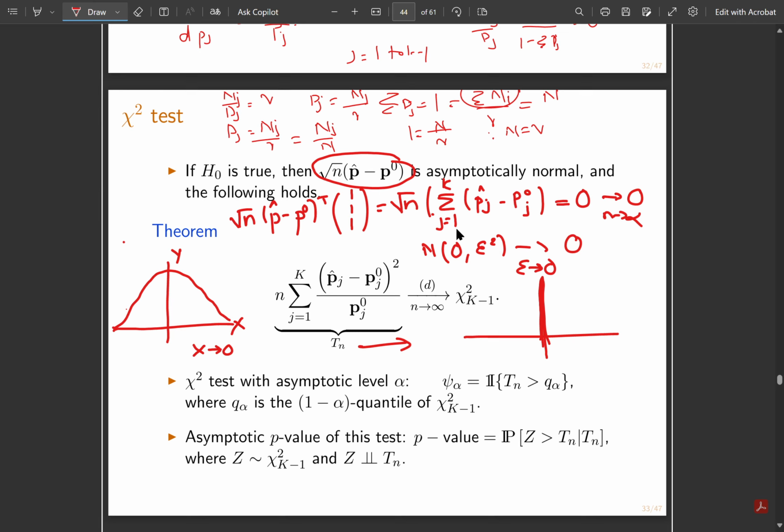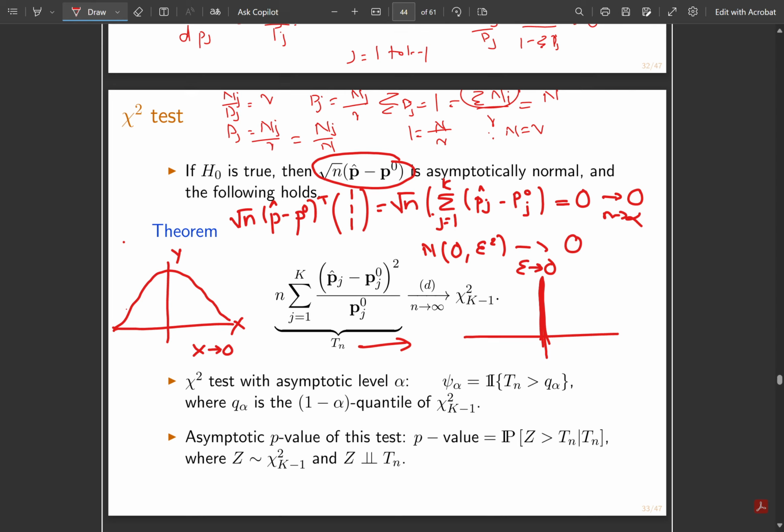Today we'll be continuing the chi-square test. Last time we talked about the disjoint Gaussian. So this, square root of n times (p hat minus p naught), is asymptotically normal, or asymptotically Gaussian. That's what we are saying here.